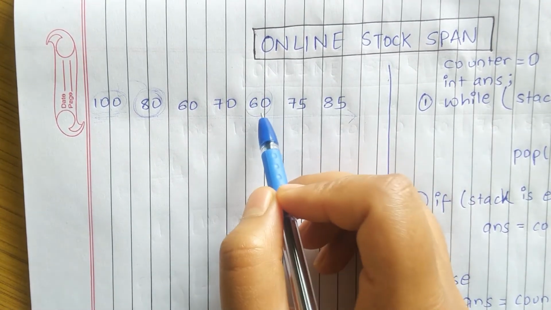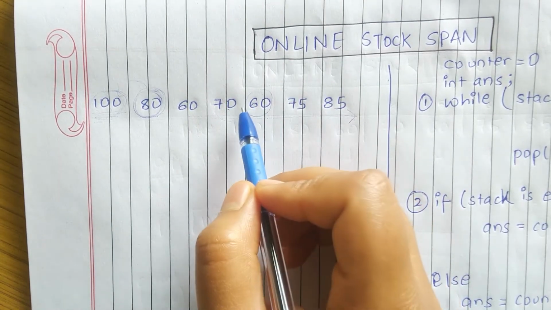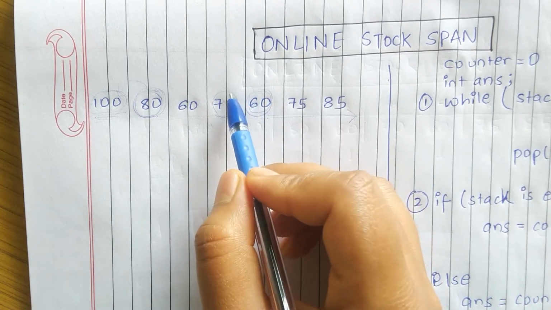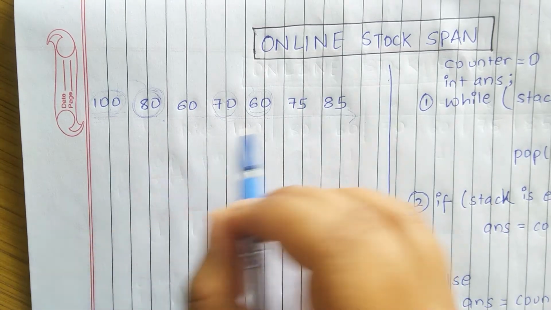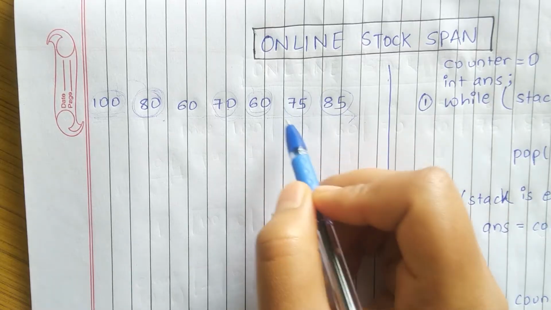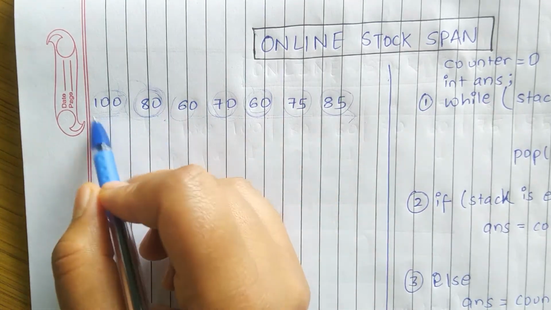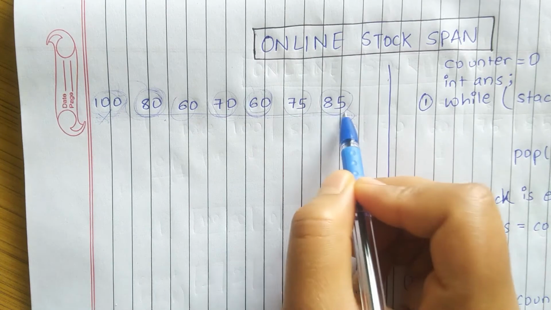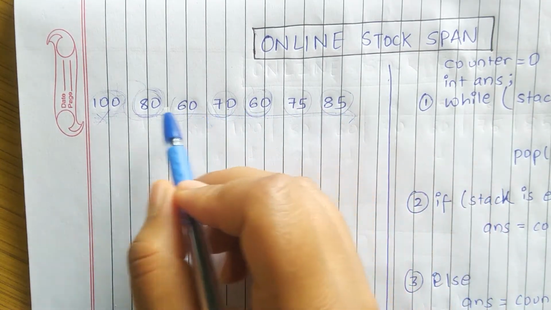If we look at 60, then before 60 there is 70, so the span will be 1. The stock should be smaller than the current one just before it, and consecutively how many are smaller, that is the span. So for 85 we can see 75 is smaller, 60, 70, 60, 80, everything is smaller, but 100 is greater. So this will not come in our span and all of the others will come in our span. So for 85 it will be 1, 2, 3, 4, 5, 6.